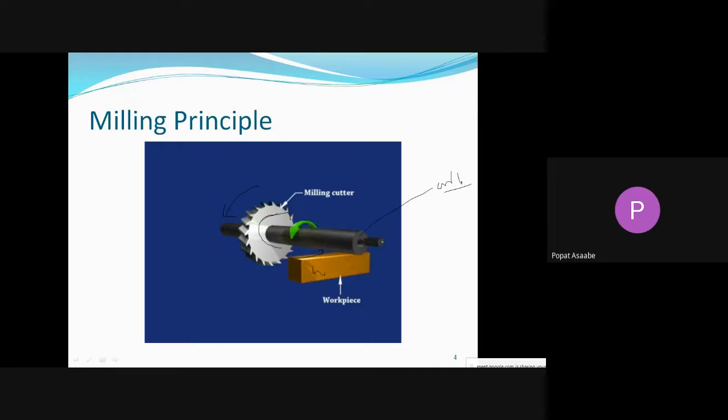Because in the milling machine there is one hollow spindle, and inside that hollow spindle we can fix this arbor. For example, suppose this is the spindle, and inside that spindle this arbor is fitted, and on that arbor your milling cutter is there. And this spindle we can rotate with the help of the electrical motor.